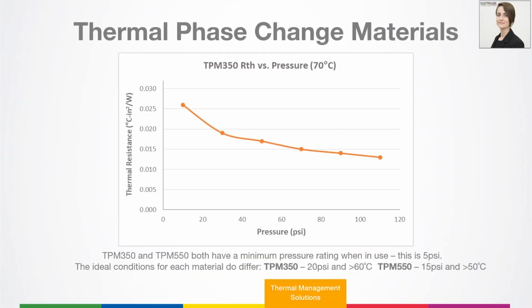In order to get the most out of your phase change material, we recommend that you do apply some pressure as well. So the minimum pressure rating is 5 psi, but ideally you're looking at around 20 psi for TPM 350 and 15 psi for TPM 550.